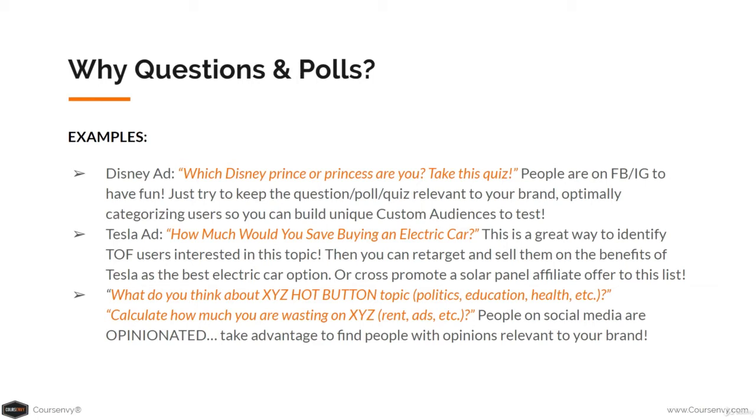Are you a mom? Do you have kids? And so on, right? Here's a Tesla poll. How much would you save by buying an electric car? So this is a great way to identify top of funnel users interested in this topic. Then you can retarget and sell them on the benefits of Tesla as the best electric car option. Or with this list of emails you collect, you could cross-promote a solar panel affiliate offer. So I could make money twice off this list.